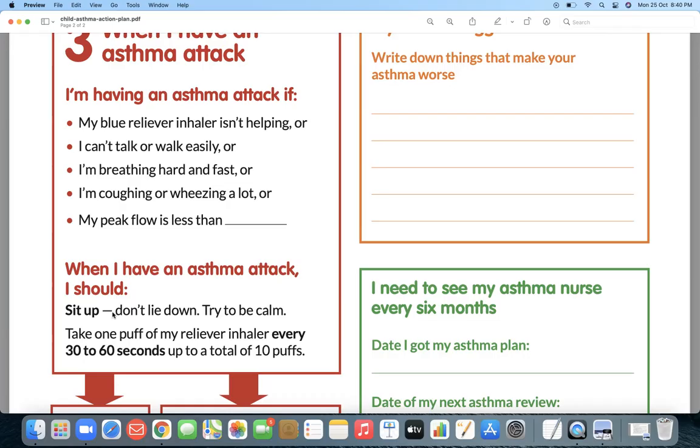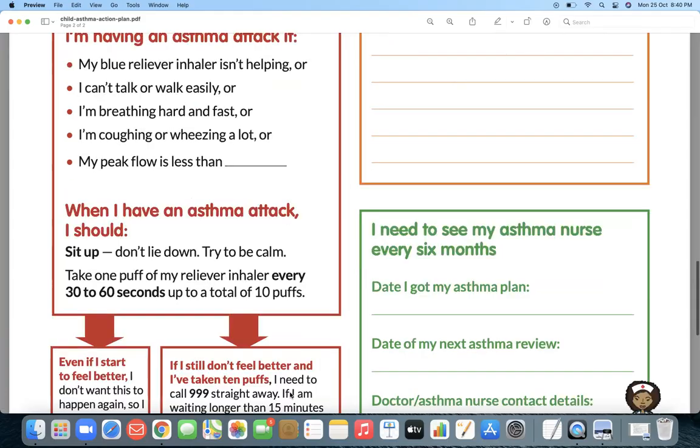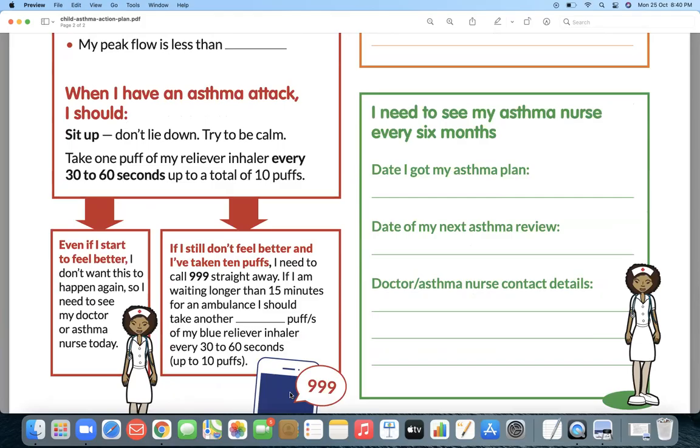But how will you give them? As mentioned here, take one puff of my reliever inhaler every 30 to 60 seconds, up to 10 puffs. You cannot give 10 puffs together. You have to take a break of 30 to 60 seconds. Even if I start to feel better, I don't want this to happen again, so I need to see my doctor or asthma nurse today.